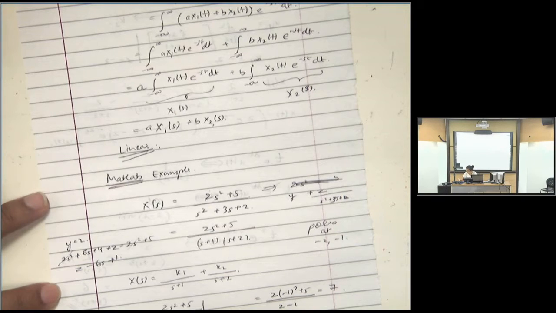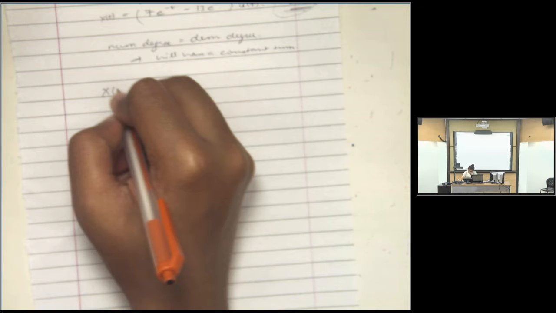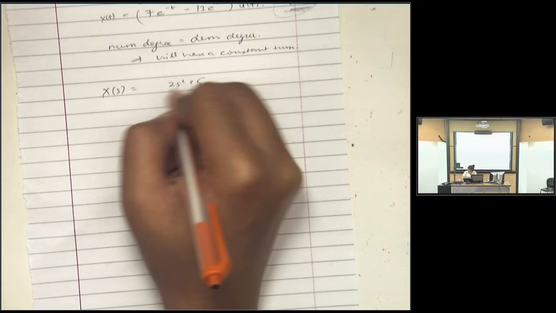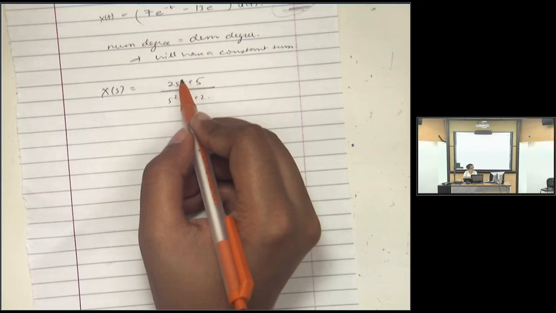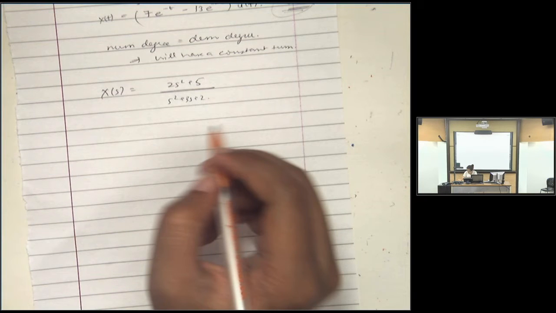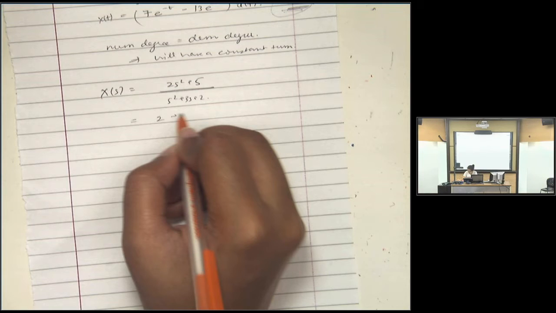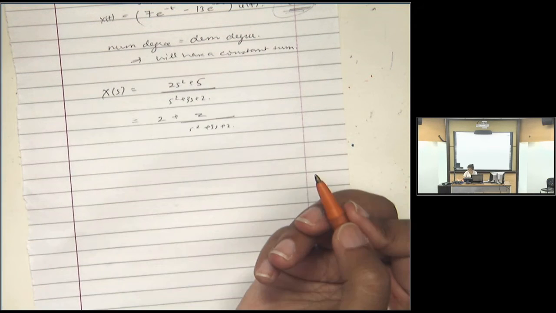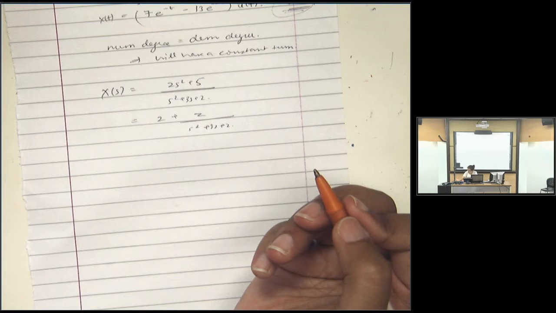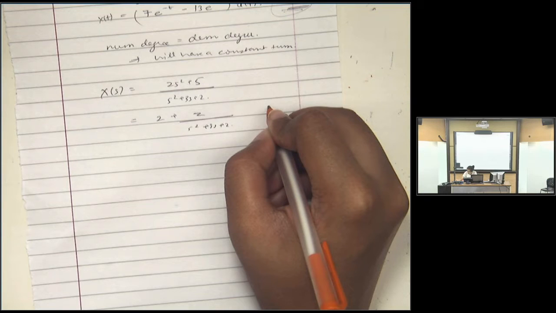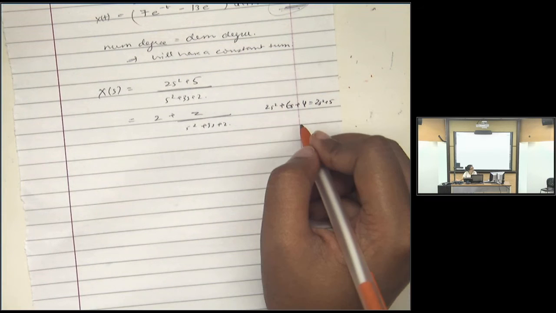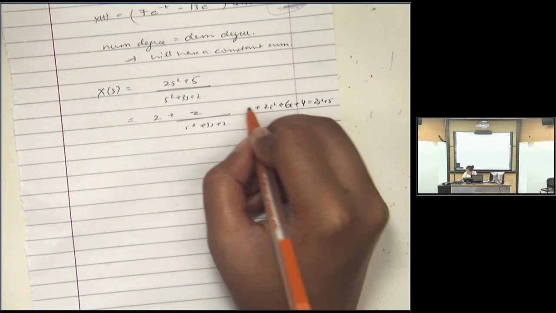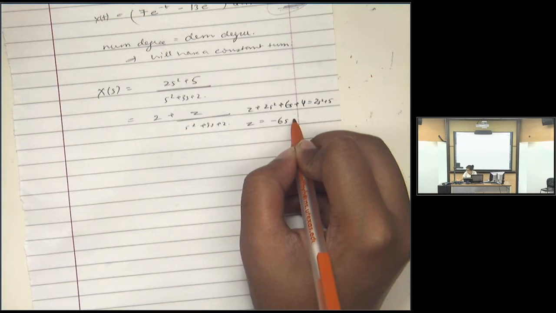Okay, so let me do this again before it gets confused. Let's start with X(s) is 2s² + 5 over s² + 3s + 2. It's the same degree, so we need to reduce the degree of our numerator. That's the first step. So we'll write it as 2 plus some z over s² + 3s + 2. Now z has to be such that 2s² + 6s + 4 + z equals 2s² + 5. Sorry, there's a z term also. So z is equal to minus 6s + 1.